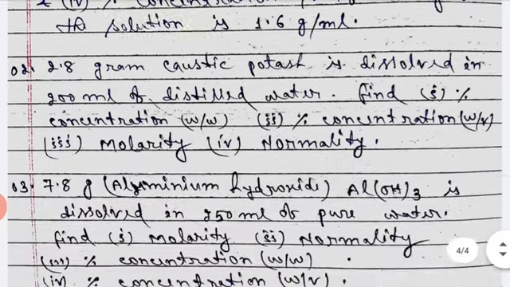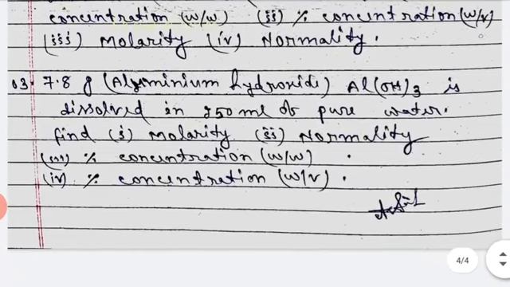Next question, last question is 7.8 gram of aluminum hydroxide, Al(OH)3, is dissolved in 250 ml of pure water. Find molarity, normality, percentage concentration W by W, percentage concentration W by V. Perhaps you can solve it easily, and you have to solve it, and then you have to send the solution.